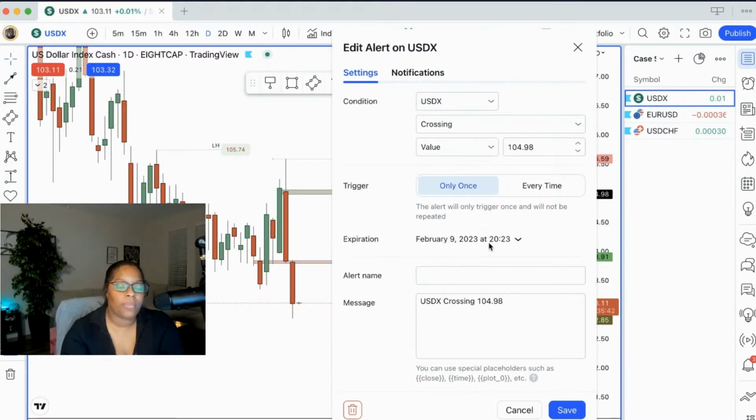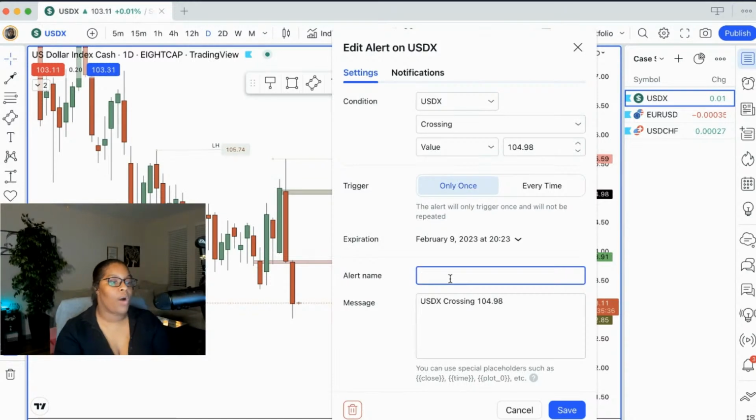Okay. I don't normally mess with the expiration date. I don't really care for the expiration date because it's only going to trigger once. And I'll come over here and I'll say what the name is. So for this one, I want to know when I'm triggered. So I'll say triggered into trade.